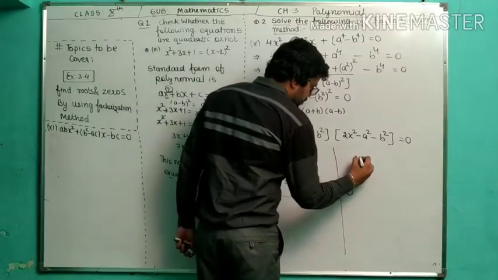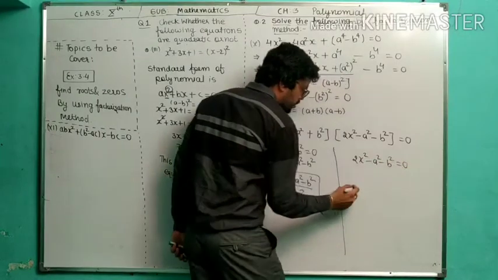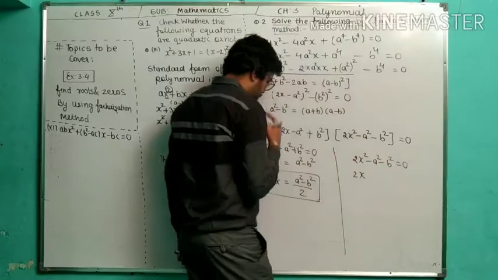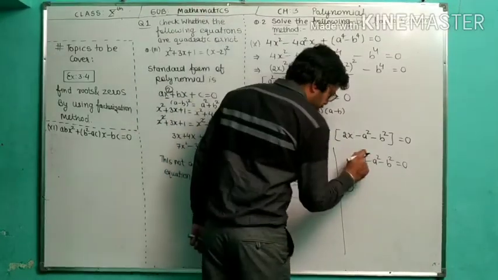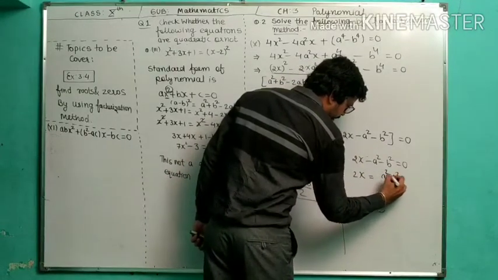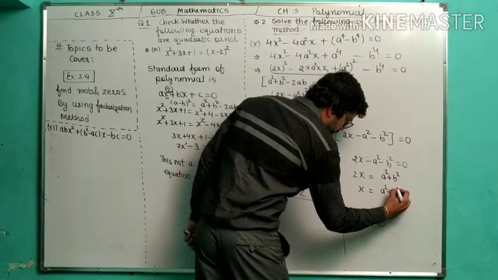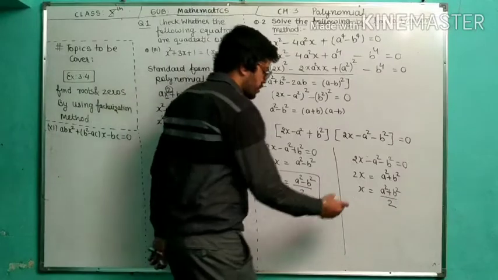Another is (2x − a² − b²) equal to 0. So the minus minus will become positive. Okay, this is very easy. This is not x square, this is x only. So it is a² + b². So x is equal to (a² + b²) divided by 2. So we got two zeros here.